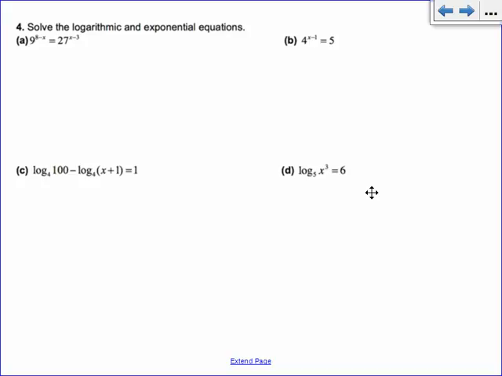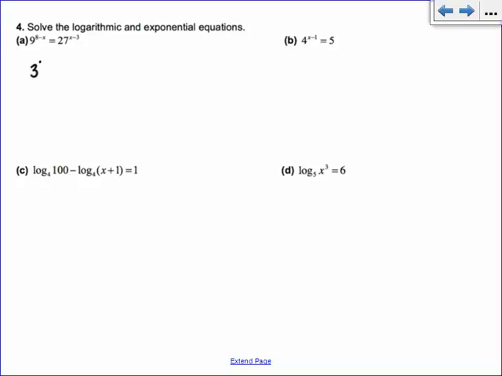So if you have 9 to the 8 minus x and 27 to the x minus 3, the easiest thing to do is to get 9 and 27 with the same base. So what base can we use? 3. So we're going to change them to 3.